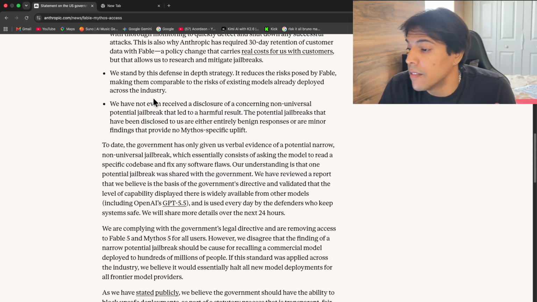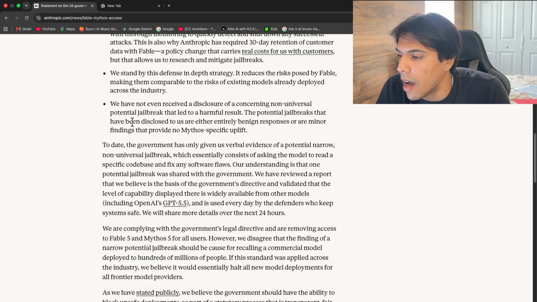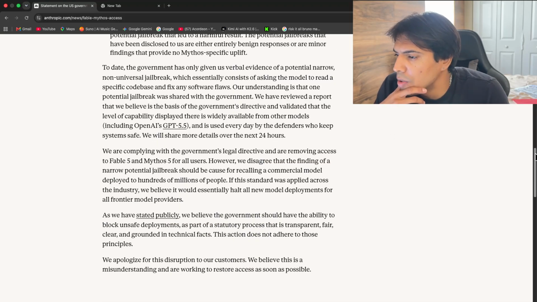Now we have not even received a disclosure of a concerning non-universal potential jailbreak, a concerning non-universal potential jailbreak that led to a harmful result. Yet the potential jailbreaks that have been disclosed to us are either entirely minor findings or providing no meaningful uplift. Okay. Today, the government has only given us verbal evidence of potential narrow non-universal jailbreaks, which essentially consists of asking the model to read a specific code base and fix any software flaws. Okay.